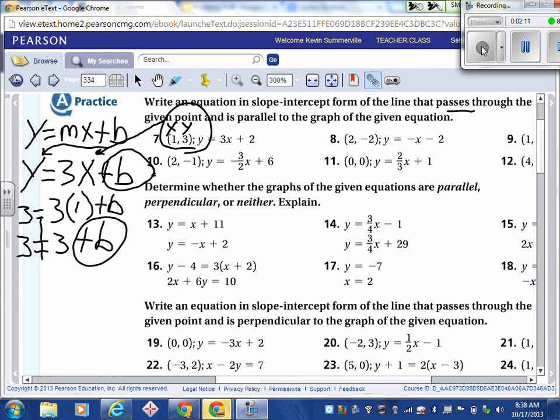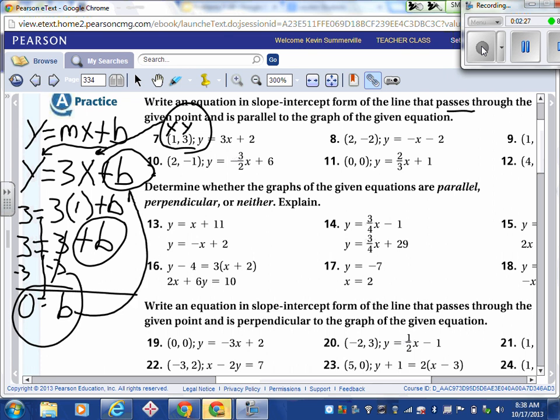I want to get the b by itself. Minus 3 to both sides. 3 minus 3 is 0. These cancel out, and I get b equals 0. And then I just plug it back into that equation. So my final equation would be y equals 3x plus 0. But because this is a plus 0, I really don't need to write it. I can write my final equation as y equals 3x.